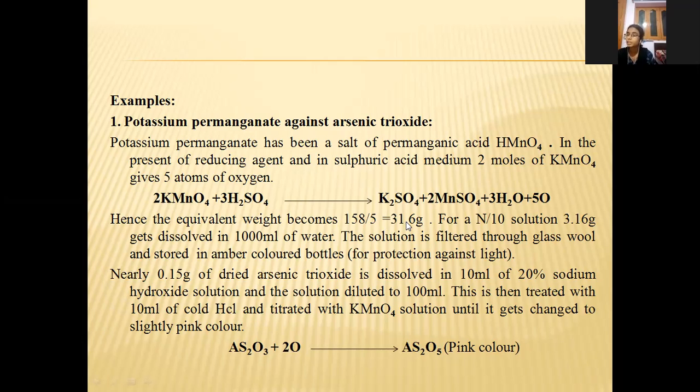We will get 31.6. But we want 0.1 normality, not 1 normality. So we have to take 3.16 grams of potassium permanganate dissolved in 1000 ml of water, and the solution is filtered through glass wool and stored in an amber colored bottle.